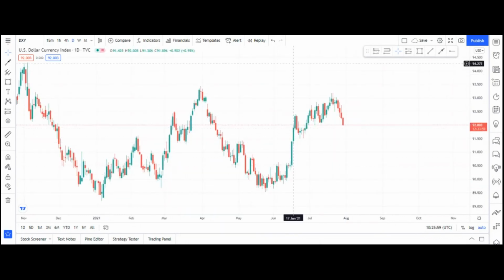Now you can see green and red. I said green goes up. It means price is going up. Red means price coming down. Basically, that's what it means. Price is going up, green. Price is coming down, red.